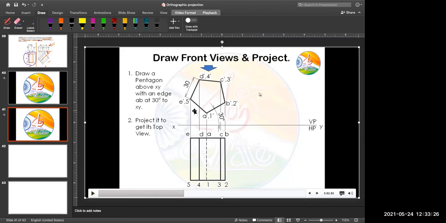Once you draw the front view, you simply draw a pentagon with one of its edges, here you can see A prime and B prime, or 1 prime and 2 prime. This edge makes an angle of 30 degrees with your horizontal plane, that is, your reference line XY. Now, how do we observe in the top view, below your XY line, which lines will be visible? So here you can see this small arrow.